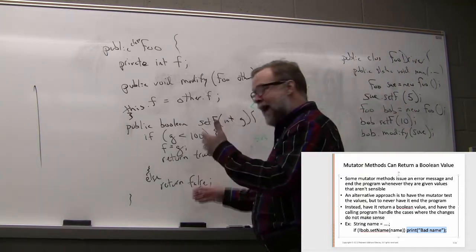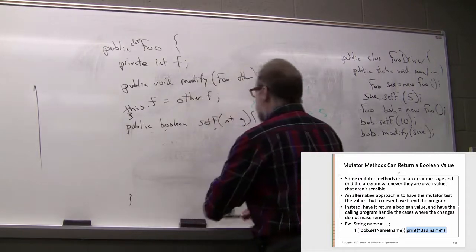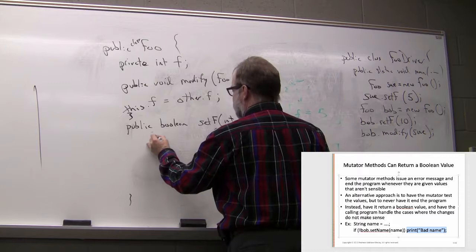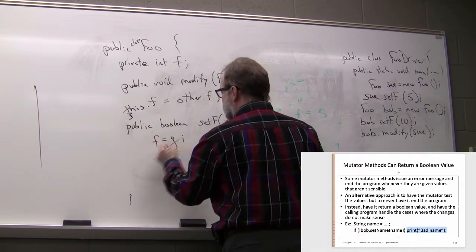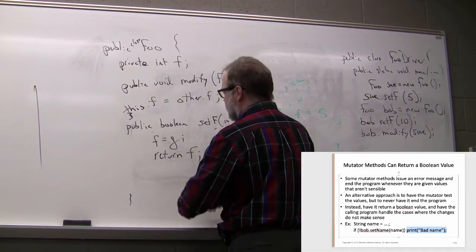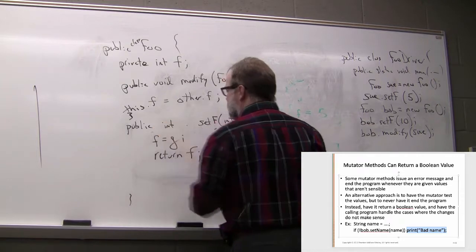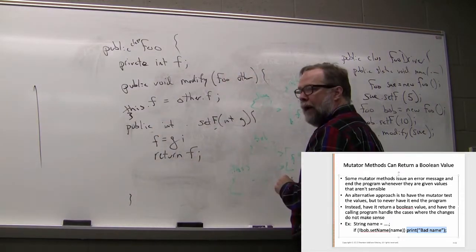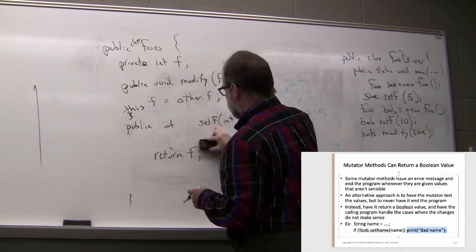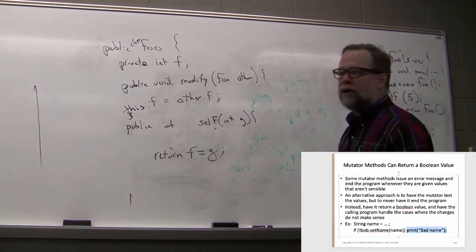So if I was taking that on, I would just rewrite this pretty simply. You could do it in 2 steps. I could say f gets g and return f. And of course, now I have to change the return type from Boolean. It has to be int. Right? So I can write it that way. Or if you want to save a little bit of typing, you could write it this way: return f gets g, and that'll work too.